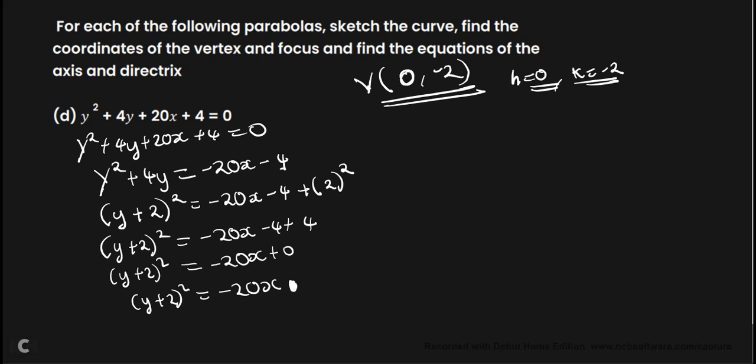From there, what you do next is find the p, right? So you say 4p equal to the coefficient on this side, which is negative 20. And you divide everything by 4. Then negative 20 divided by 4 is negative 5. So our p is negative 5, right?